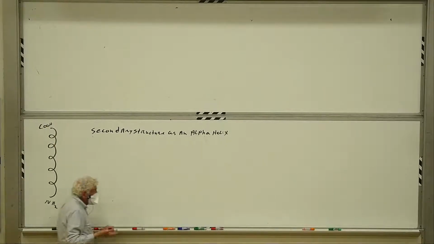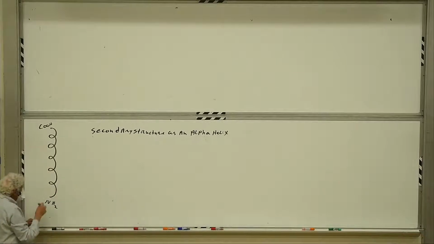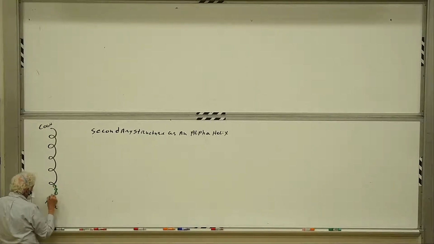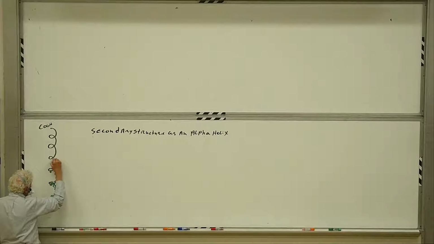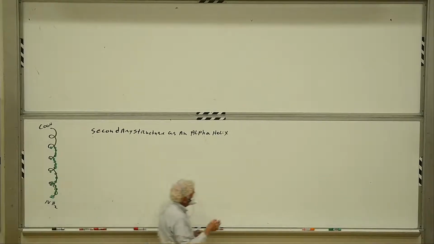But from yesterday's discussion, you'll recognize that this string of amino acids is going to be the protein. So we can now put a series of amino acids in here, and I'm going to put the amino acids in a circle. Each circle is meant to be an amino acid.